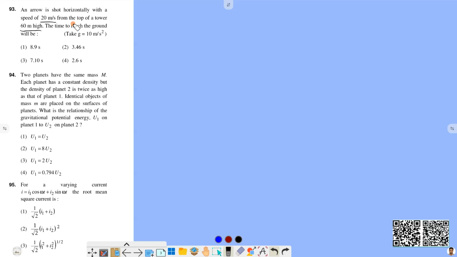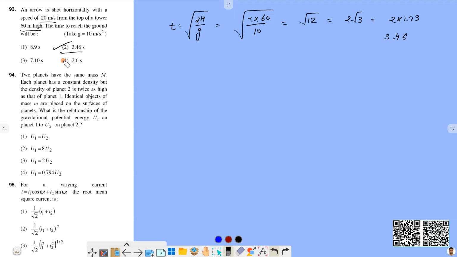So we have been given horizontal velocity, and we know that horizontal velocity does not affect the time required to reach the ground. And we can directly calculate the time. So time will be equal to under root of 2h by g. Now here height is 60, so 2 times 60 by g, which is 10, will be basically under root 12, and that can be written as 2 root 3. Now root 3 is 1.73, so 2 into 1.73 will be 3.46 second. That is option second here.